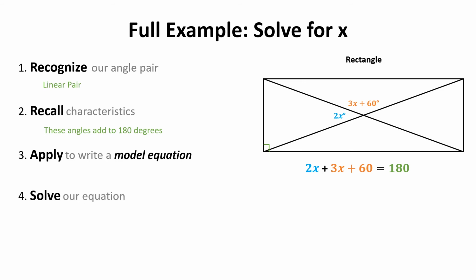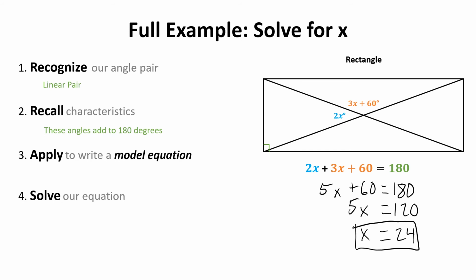We'll then solve this equation. We'll notice that we have like terms with the 2x and 3x. They'll come together to make 5x. Then we'll bring down the plus 60 equals 180 because there are no more like terms except for the x terms. Then we'll subtract 60 from both sides to get 5x equals 120, and divide by 5 to get x equals 24. This could be our final answer and we could be totally done, yay, but we want to be absolutely sure that our answer is correct.